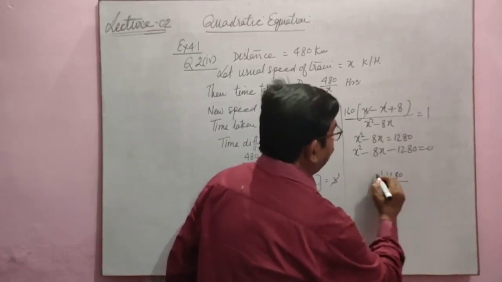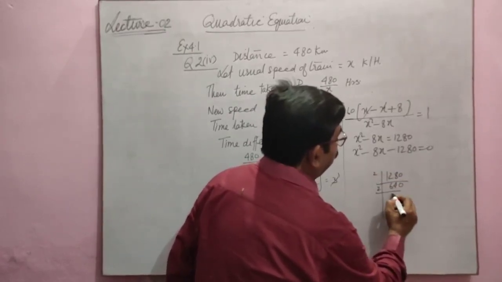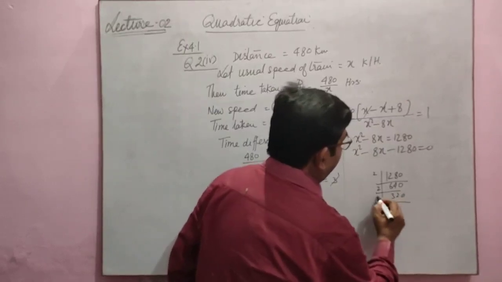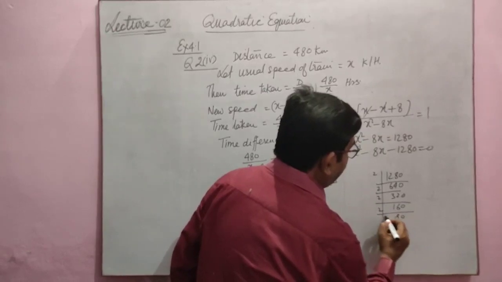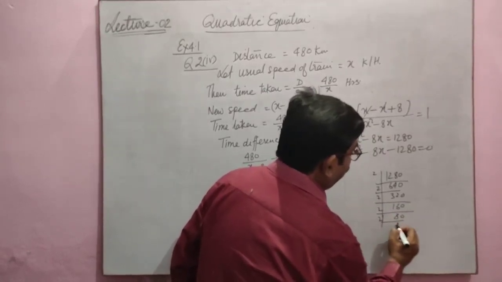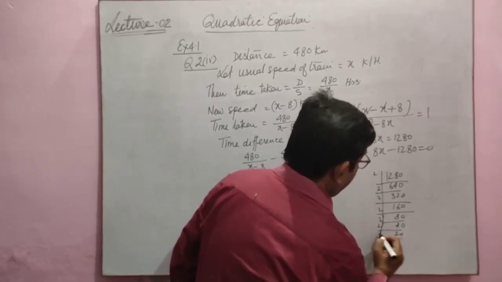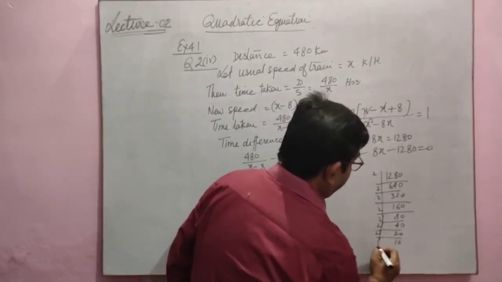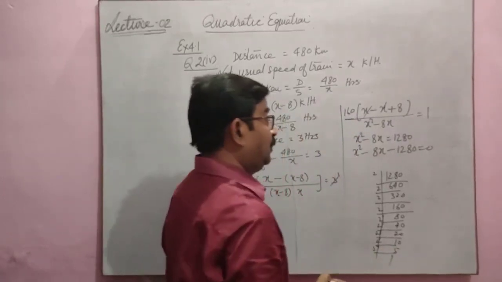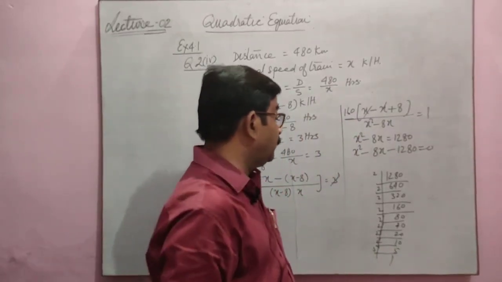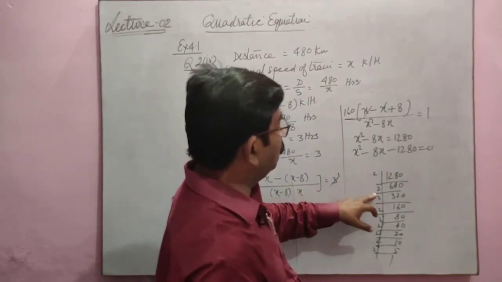Prime factorization. See, divide by 2: 1280 gives 640. Again by 2, 320. Again by 2, 160. Again by 2, 80. Again by 2, 40. Again by 2, 20. Again by 2, 10. Again by 2, 5. Again by 5, 1.